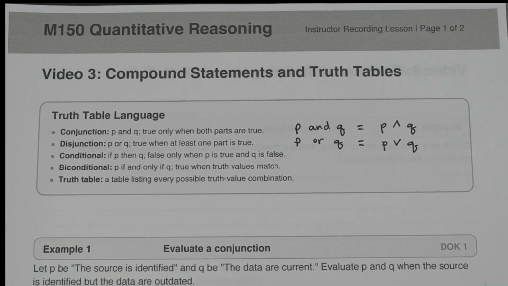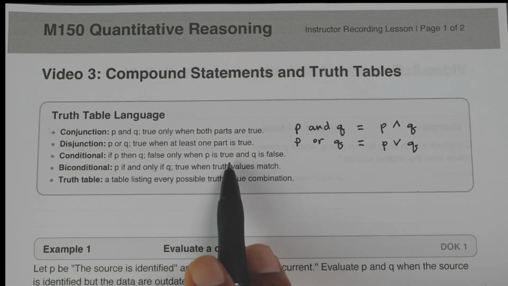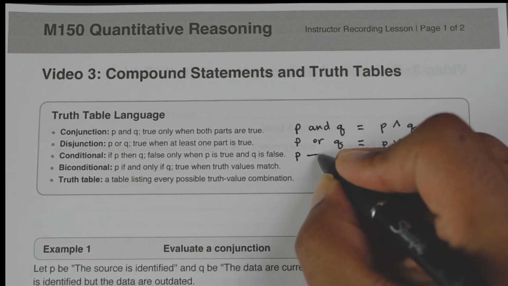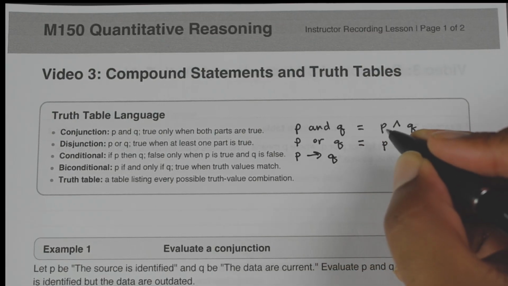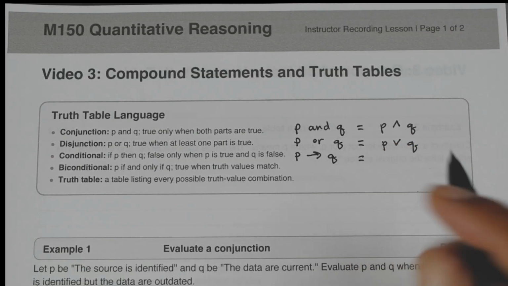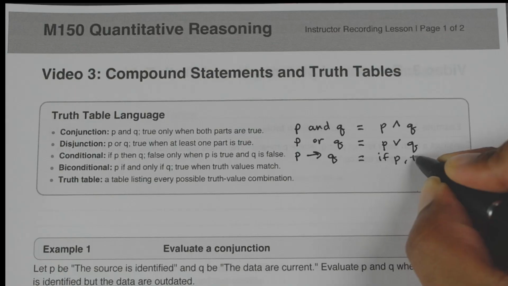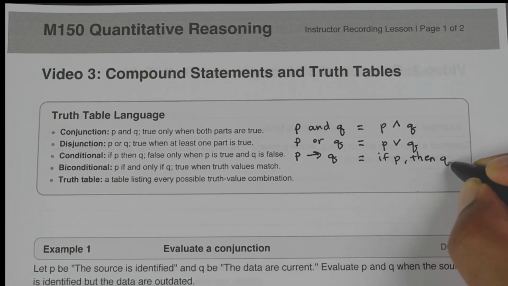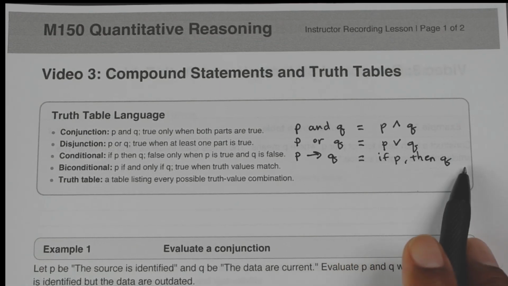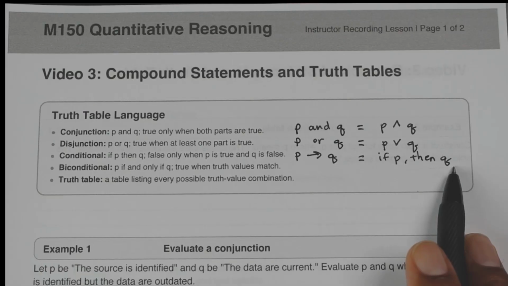And then a conditional statement is if P then Q, false only when P is true and Q is false. Actually, I did that backwards, so I'm just going to write it backwards. Essentially it is if P, then Q. Just understand that this would be the words: if this, then that. If I study for Mr. Dickerson's test, then I will pass his test, right?